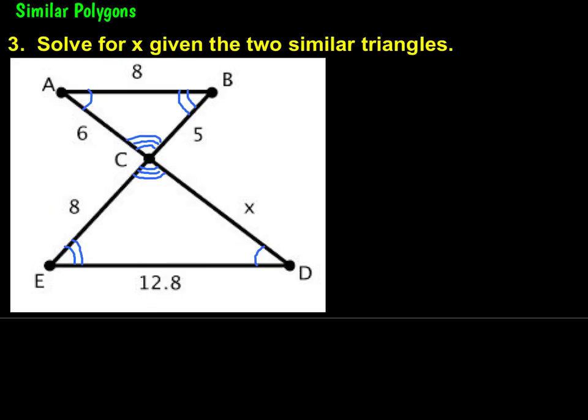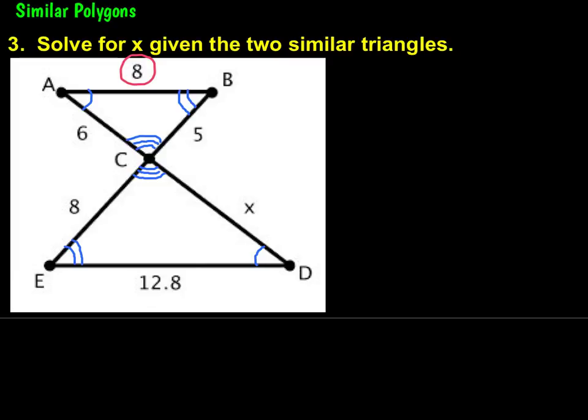Okay, problem 3, we need to solve for x. And so we can see all the angle marks, which will help us find the sides that would be put together. So let's start by matching up what goes together. So we'll start with 8. What do you think 8 would correspond to or be similar to?